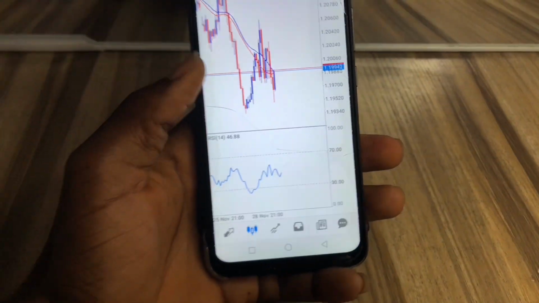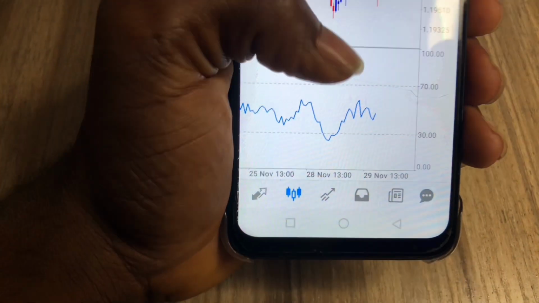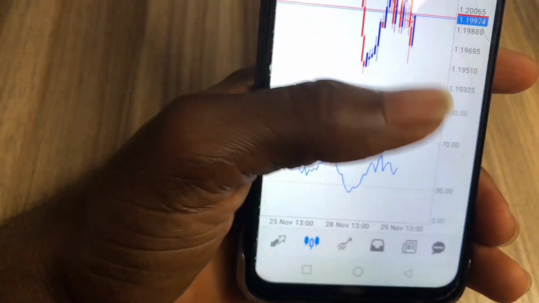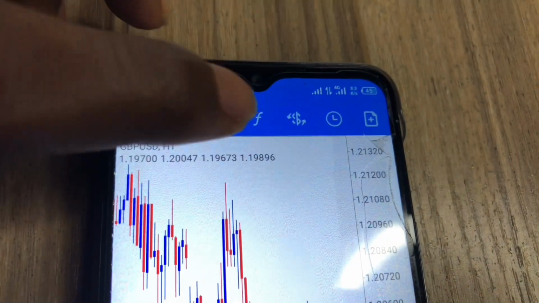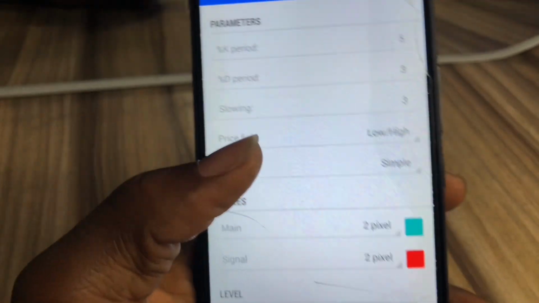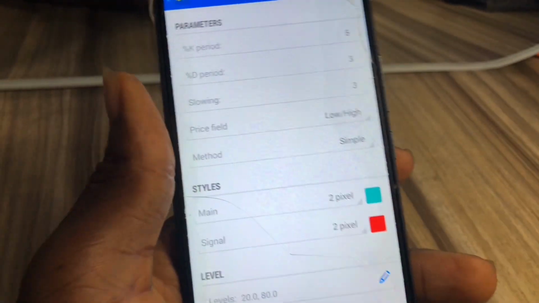Now, the first one we're going to be replacing right here is the relative strength index. The relative strength index is a very good indicator, but there's something you can use that is even way better than the relative strength index. What you want to do right here is tap into this F point and search for the stochastics indicator. When you get the stochastic indicator, it comes in with these default settings, but what you're going to do right now is change every one of these things.